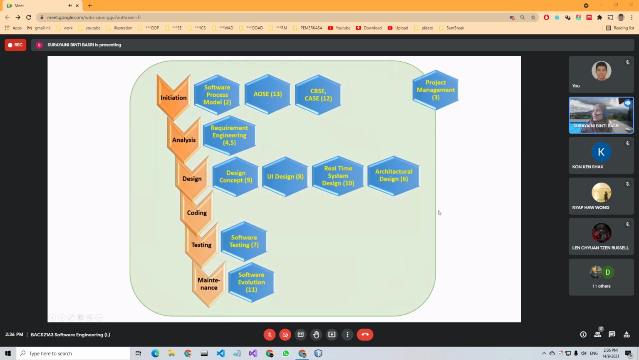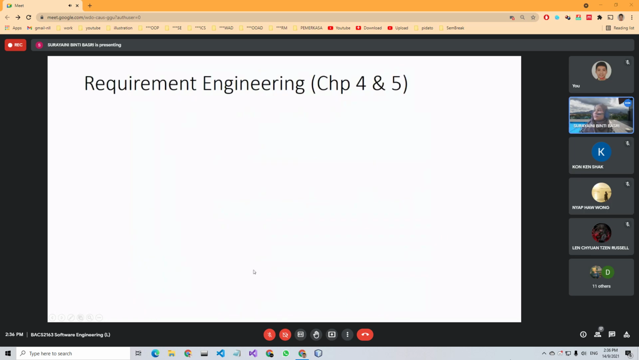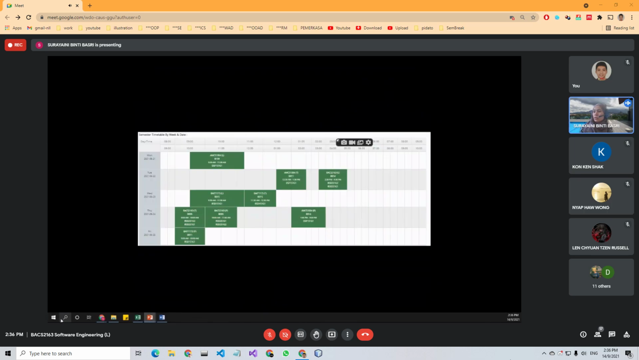We already covered project management also. Project management is the process and knowledge that all software engineers need to know in order to manage from the start of software development until the end. Okay, so we proceed to real-time system design.